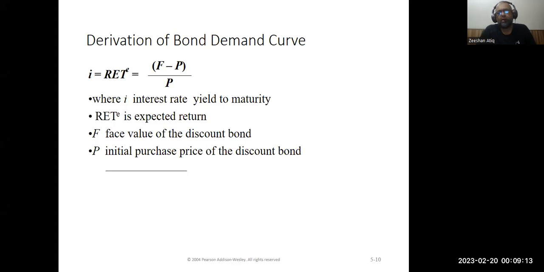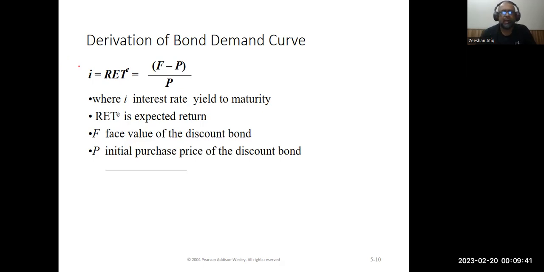And once we are aware of the relationship between the quantity demanded and the price of the bond, we should be determining the relationship between the price and the quantity supplied. And once you know the demand and supply curves, and how they interact with each other and where they reach equilibrium, from that equilibrium price and equilibrium quantity, we can find out the interest rate, the equilibrium interest rate.